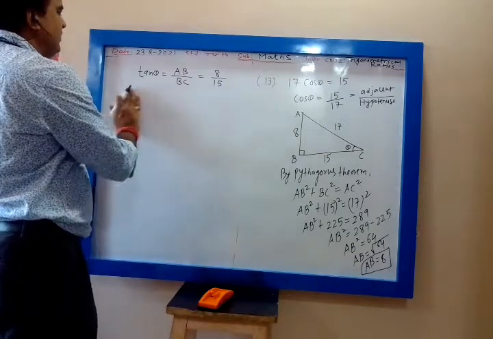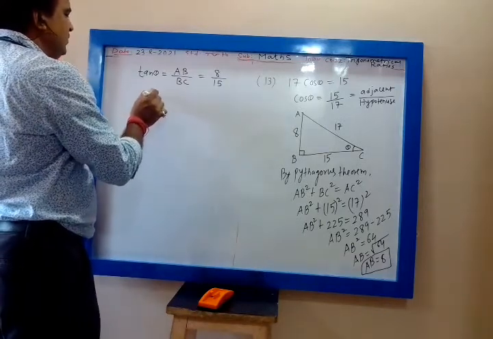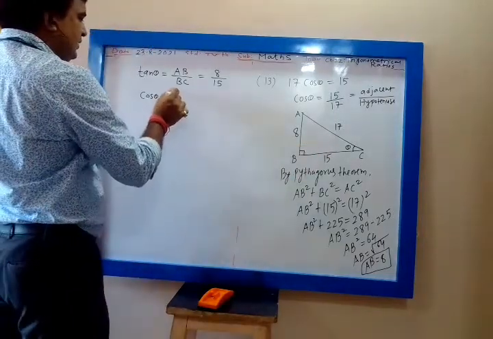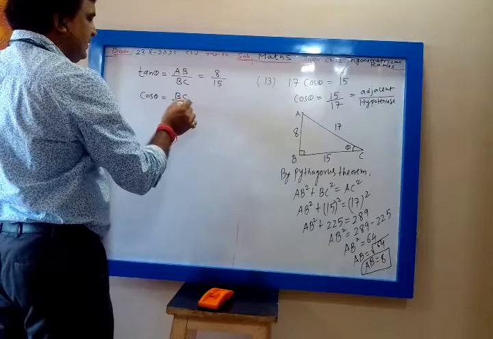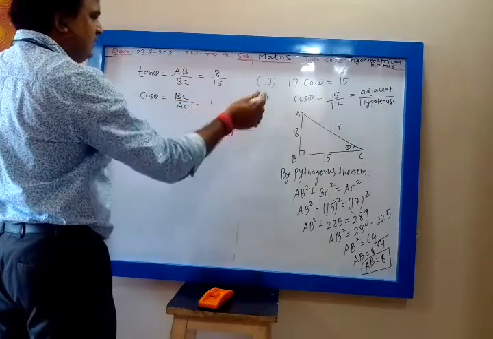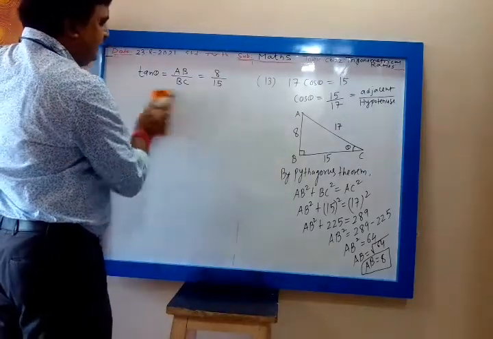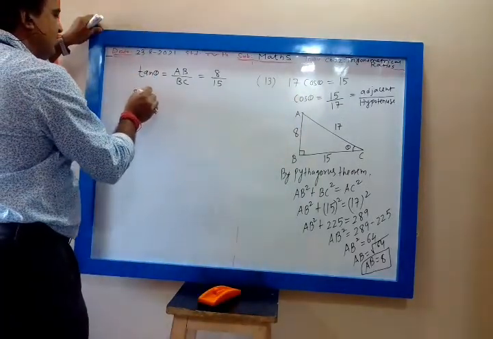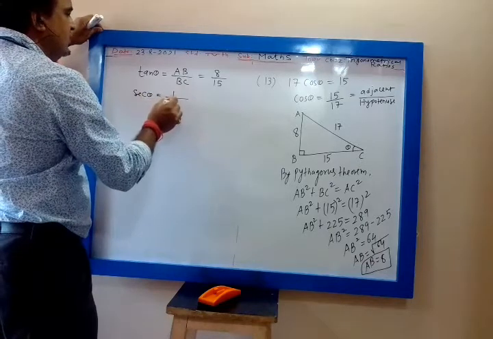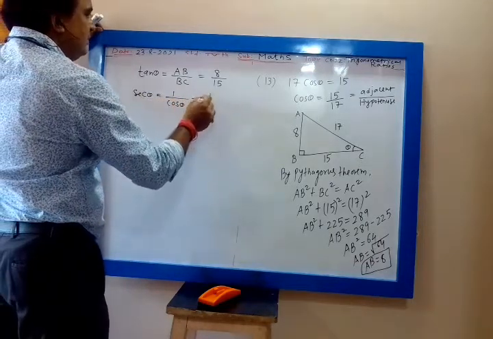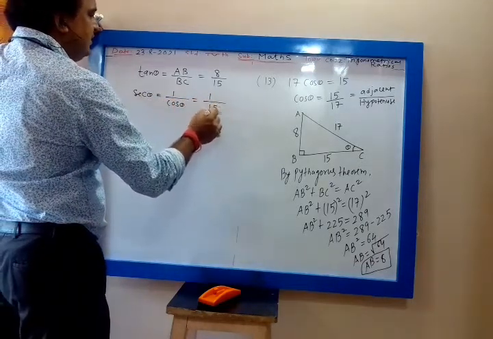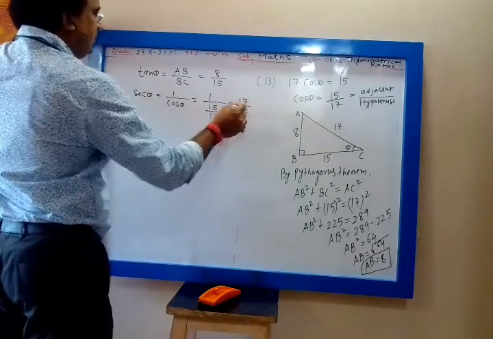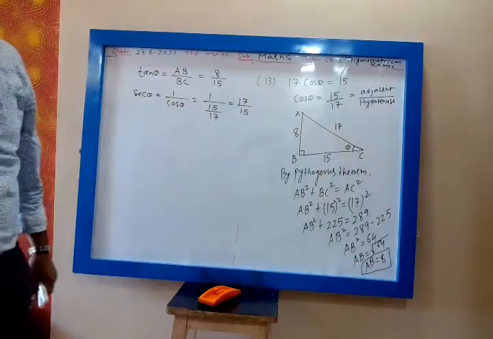So if you want, you can find cos theta first. Cos theta is adjacent upon hypotenuse, BC upon AC, that is 15 upon 17. Cos theta is already given, my dear. So now we can find sec theta. Sec theta is the reciprocal of cos theta. So the reciprocal of 15 by 17 is 17 by 15. So sec theta is 17 by 15.